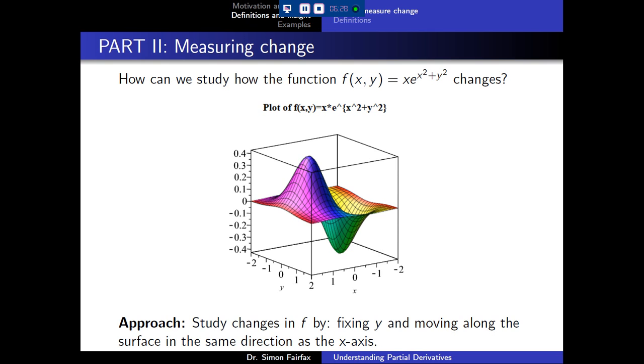So that's one way of studying the change. We could fix the y, move in the x direction. We could also do the opposite. We could fix the x variable and then move in the direction of the y-axis. We get some idea about how the surface changes, moving 90 degrees, so either along the x-axis or the y-axis. So this is the approach we're going to take.